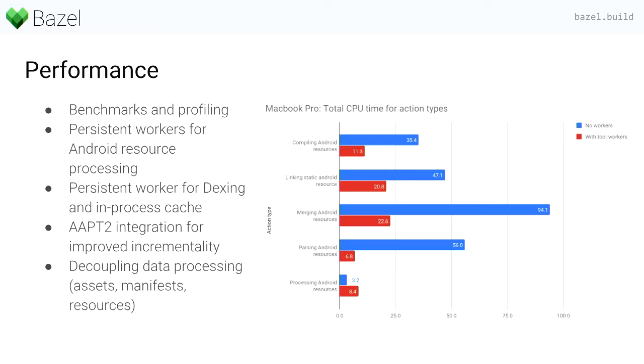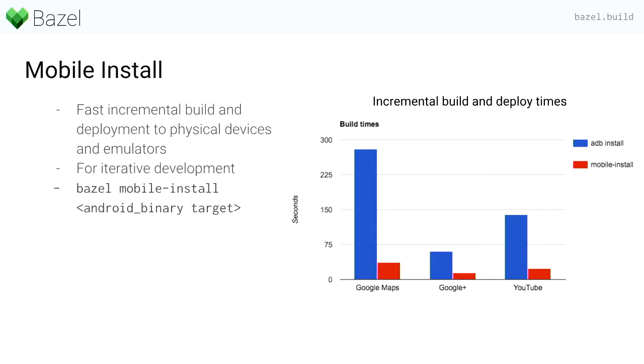So performance, we have been doing a lot of work on performance recently, and we have addressed bottlenecks and achieved up to like 2.5 times speed up in the Android resource processing pipeline using persistent workers. We also improved things like DEXing, workers for DEXing, integrating with APD2, and decoupling the Android resource processing pipeline. So we achieved quite a fair bit of improvements here.